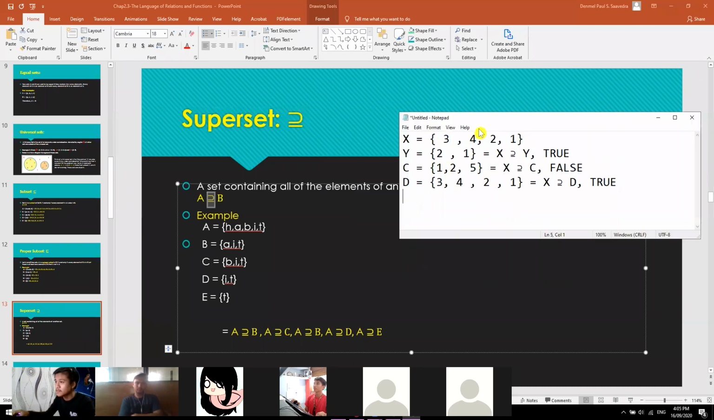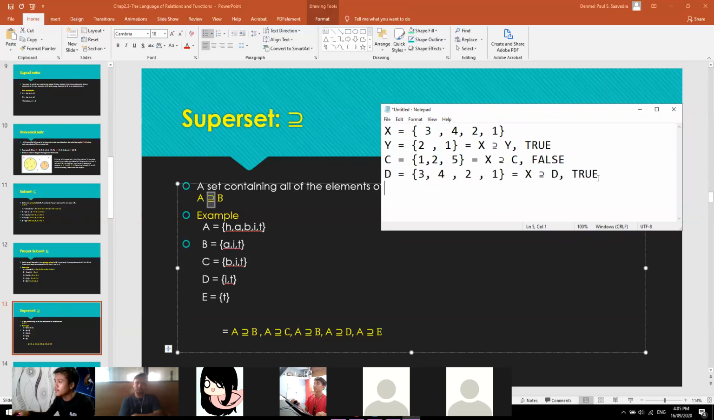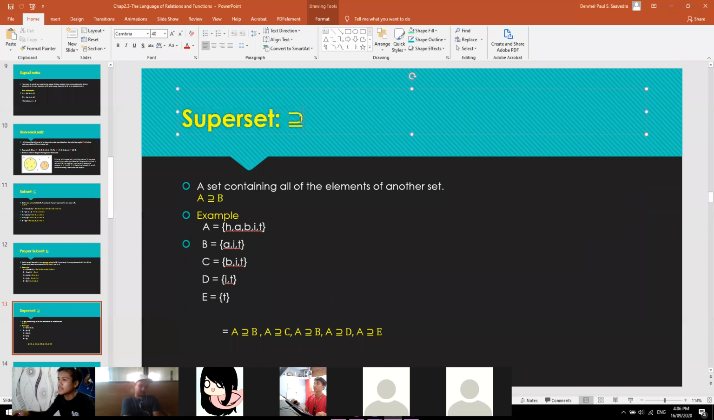Okay na? Medyo gets nyo na ba yung concept? So, as long as yung subset natin can be found on your superset, yun yung pinaka-concept. And then, just take note that this is the symbol of superset.